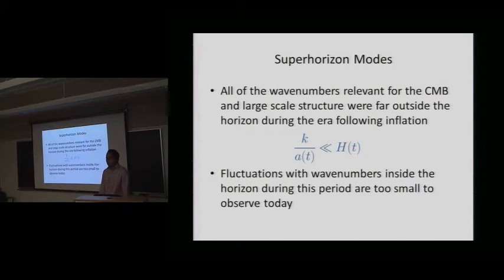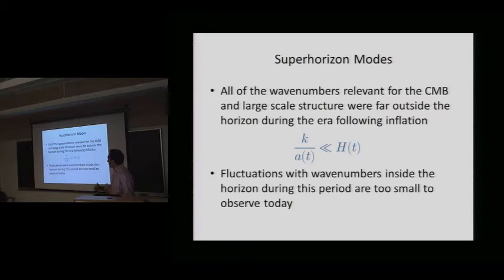Well, one thing that might help us is that all the wave numbers relevant for the cosmic microwave background and large-scale structure were far outside the horizon during this unknown era. And specifically, whenever I say outside the horizon for the remainder of this talk, what I mean is that for a given wave number k, divided by the Robertson-Walker scale factor a at some time t, is much less than the Hubble rate or the Hubble parameter at that same time t. So I'll just loosely refer to that as outside the horizon, but what I mean specifically is this.